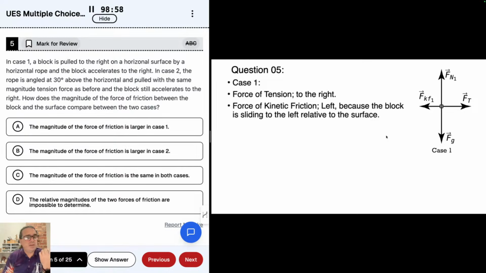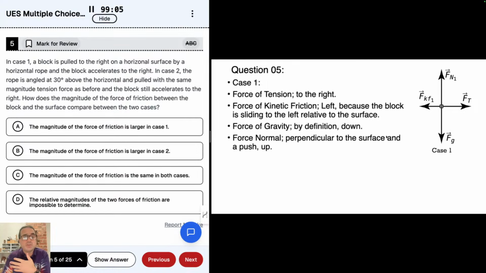Force of tension is to the right, force of kinetic friction is to the left because the block is sliding to the left relative to the surface. Force of gravity is down. By definition, the force normal is perpendicular to the surface and they push, therefore it is up. In this particular case, we can sum the forces in case 1.